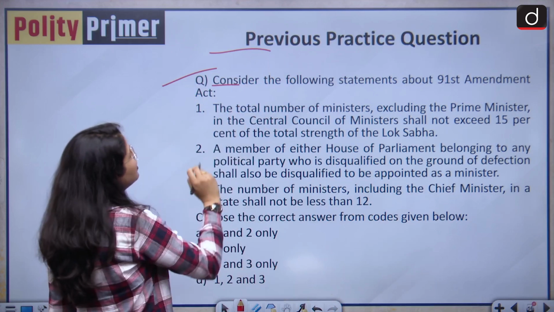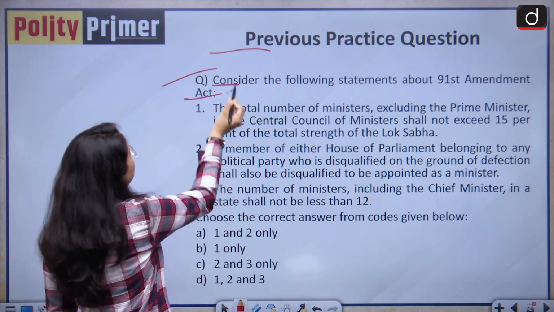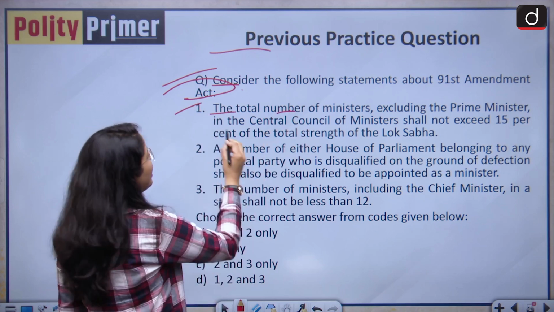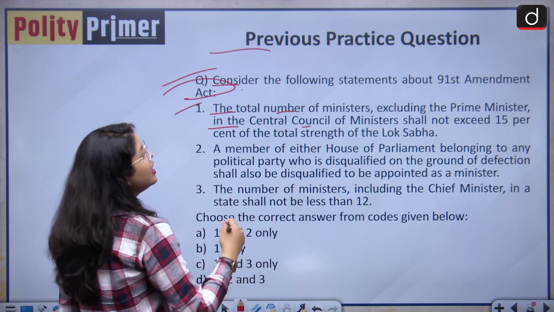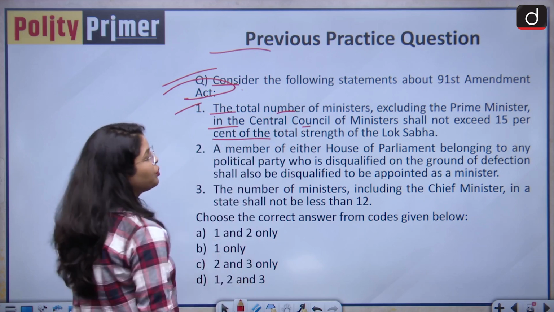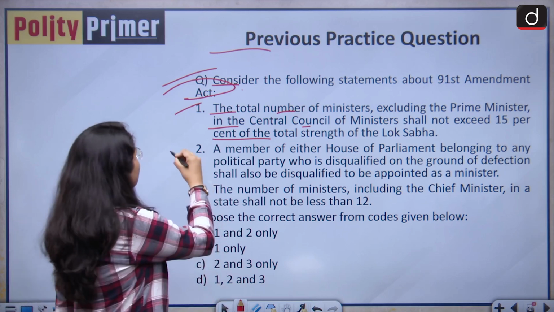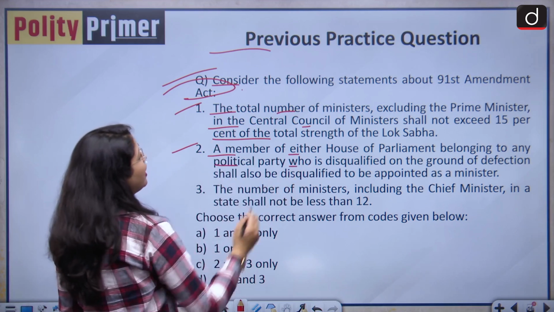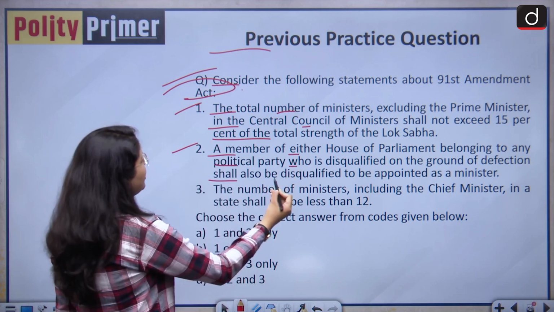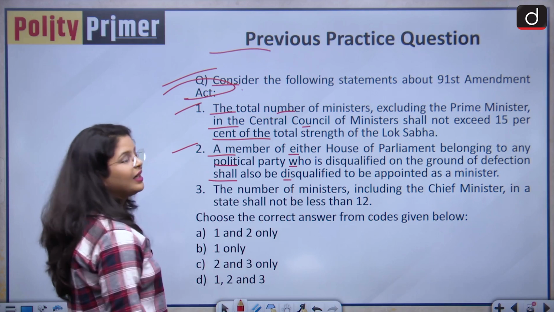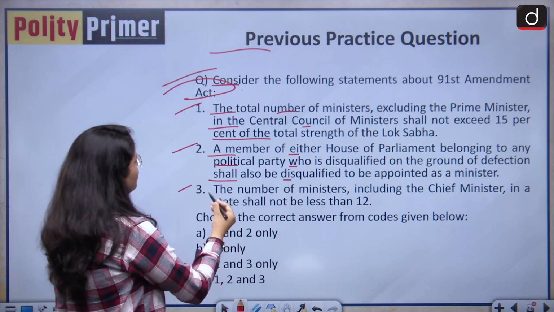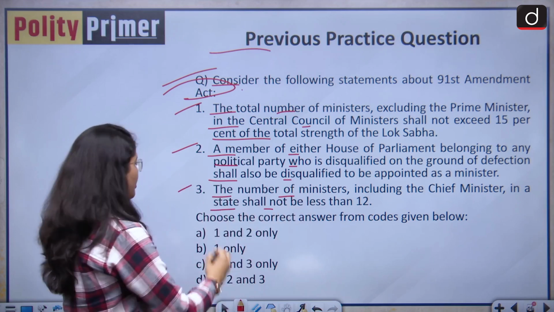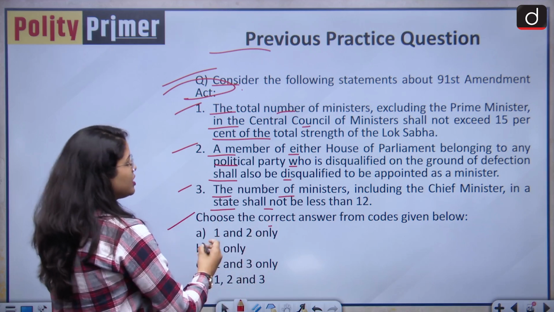So the question is, consider the following statements about the 91st Amendment Act. Statement number 1 was, the total number of ministers excluding the Prime Minister in the Central Council of Ministers shall not exceed 15% of the total strength of the Lok Sabha. Statement number 2 is, a member of either house of the Parliament belonging to any political party who is disqualified on the ground of defection shall also be disqualified to be appointed as a minister. Statement number 3 was, the number of ministers including the chief minister in a state shall not be less than 12. So choose the correct answer from the codes given below.